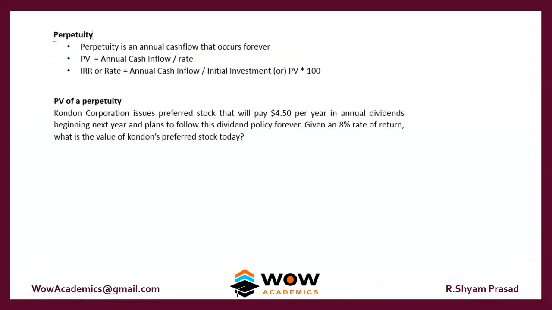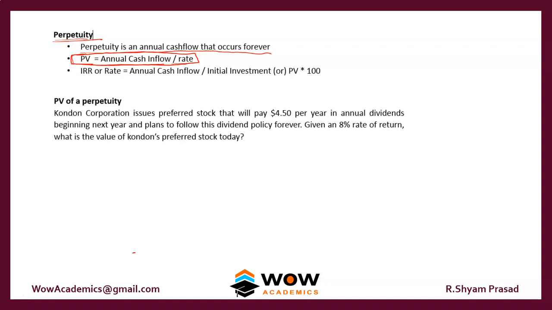So we'll move on to something called a perpetuity. What is a perpetuity? A perpetuity is an annual cash flow that occurs forever. That is, if someone pays you money forever, what is that instrument's worth? So the present value is equal to the annual cash inflow divided by the rate, that is the discount factor. Essentially this is a formula where there are 3 elements. One of the elements will be missing in the question. Your job is to find out that element.